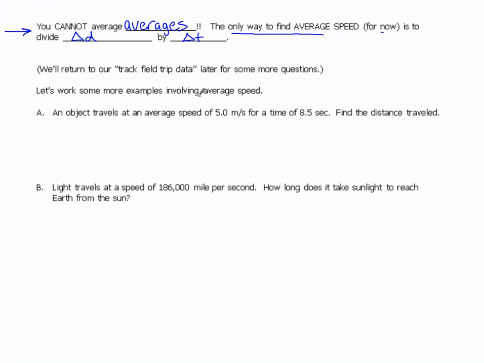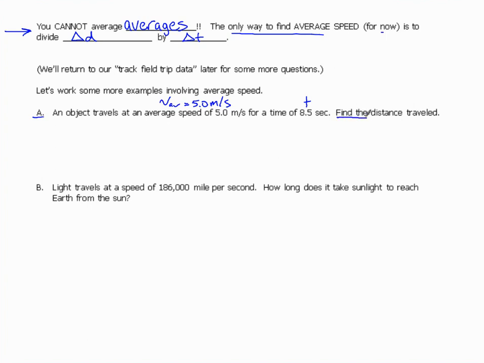So we're going to work some examples involving average speed. So here we are, example A. An object travels at an average speed of 5 meters per second for a time of 8.5 seconds. Find the distance traveled. What I like to do first is just figure out what I have in front of me. Average speed, or otherwise known as average velocity, 5.0 meters per second. Time, 8.5 seconds. I'm just going to write t above it.